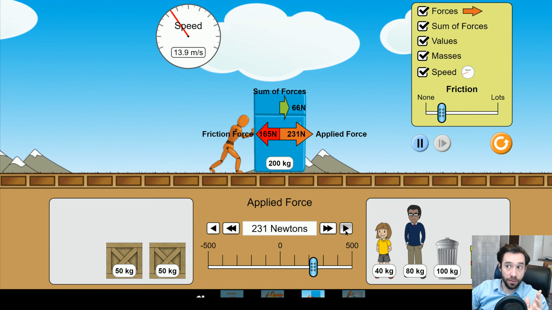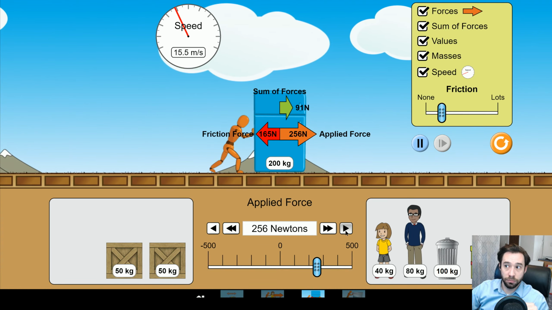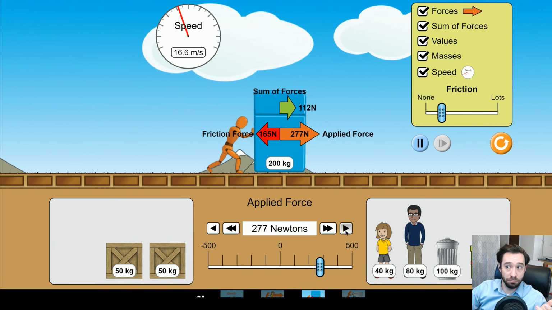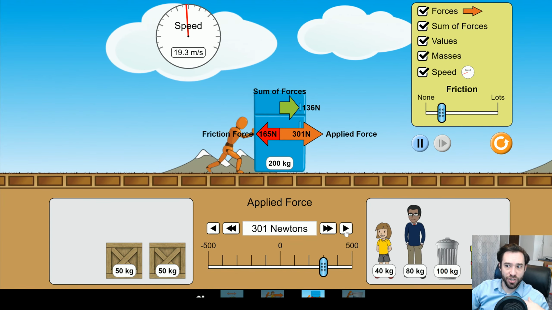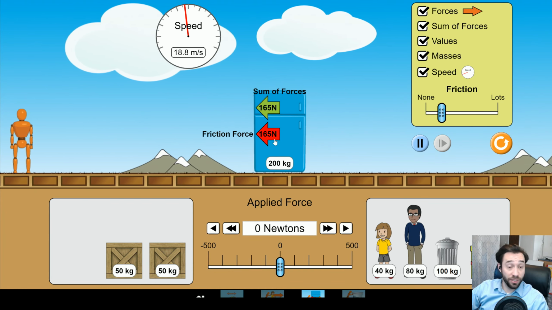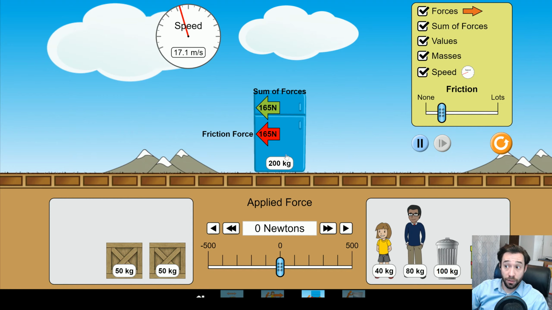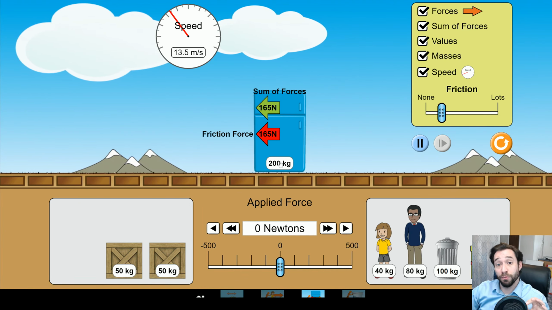It's not changing. I can just keep going up and up and up. Nothing's changing with my friction force. So what would happen if I just stopped? What if I just turned it off? Friction force still didn't change. Friction's still present. So this is the friction due to motion.